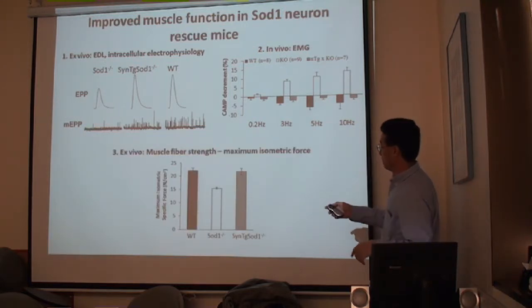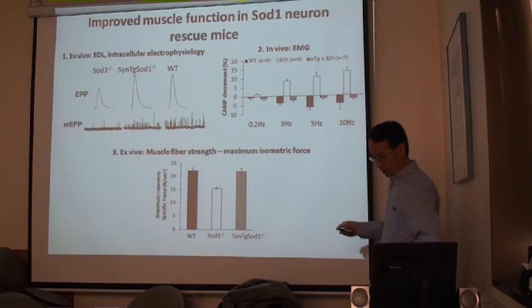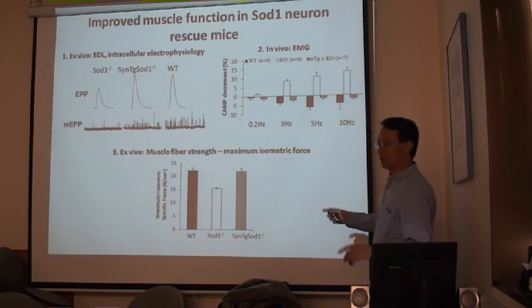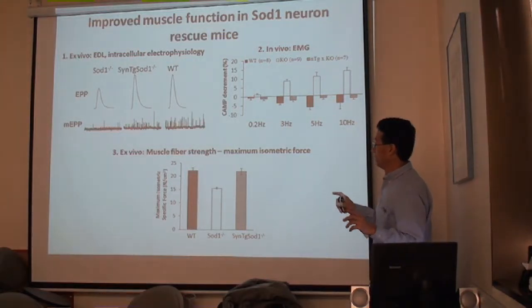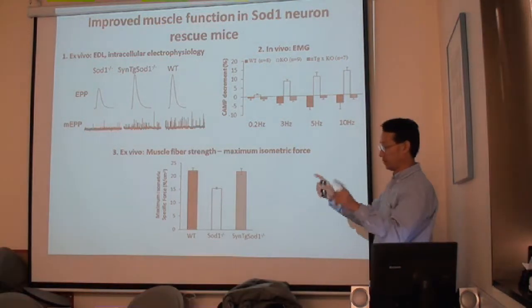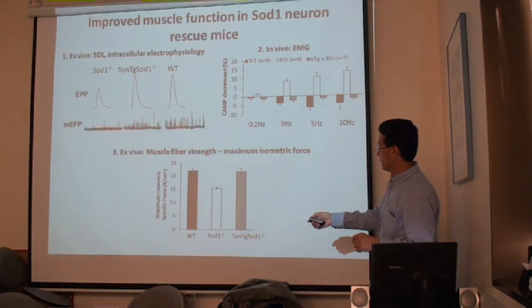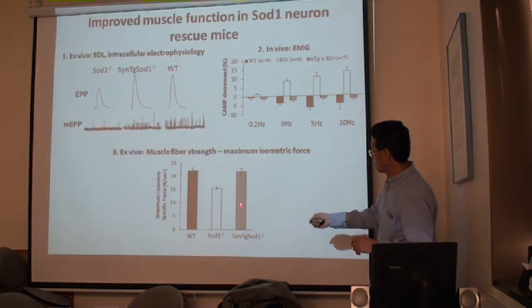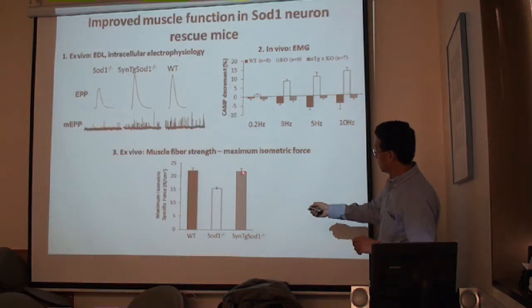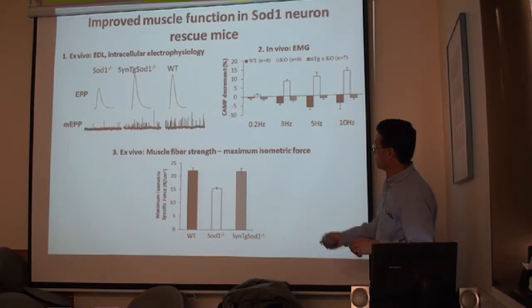And furthermore, the expression of the SOD2 in the neuron also improves the isometric force in the muscle fiber. You isolate the fiber, there is no motor neuron, and the fiber also has a much better function. So the force is restored to the wild type. This is the hallmark of the muscle fiber.